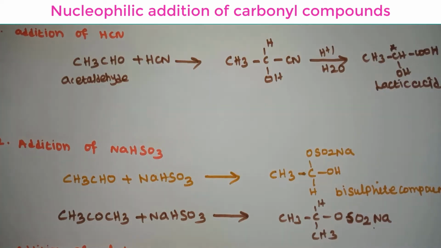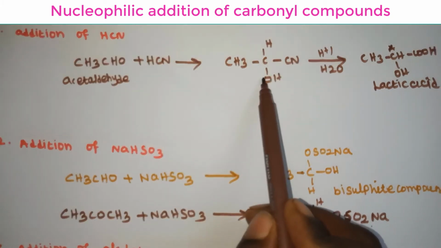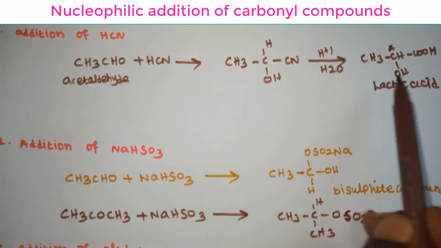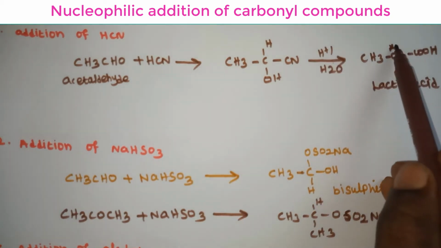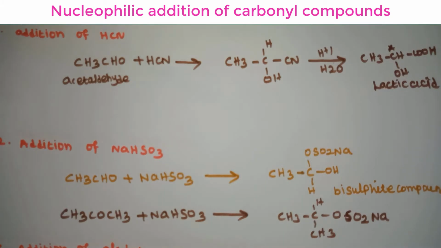Nucleophilic addition of carbonyl compounds. When a nucleophile adds to a carbonyl compound, the first step is the formation of a tetrahedral intermediate. This on further reaction with protonation forms the nucleophile-added product. Example, acetaldehyde adds to hydrogen cyanide. First step is formation of acetaldehyde cyanohydrin, which on further hydrolysis gives lactic acid. Lactic acid has a chiral carbon, so lactic acid is optically active.